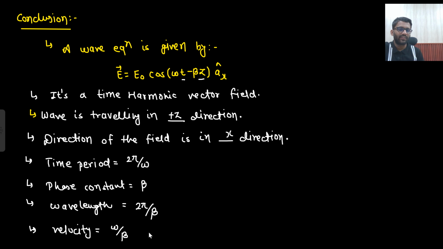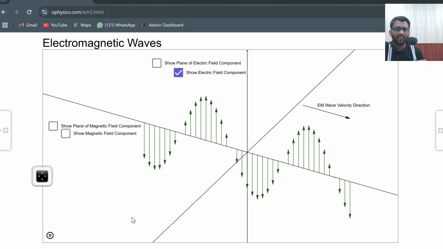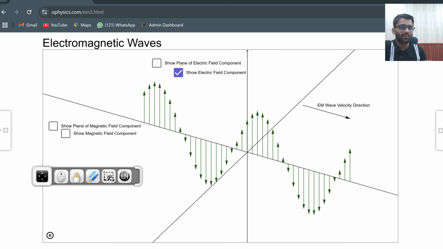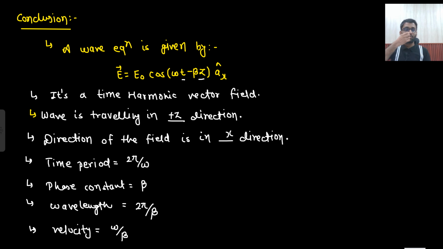So this is the summary of the second half. That's it. This is what we studied in the second half. And one thing, this is very important. This is how the wave is traveling. So when I write down this equation, what should come in your mind? That something is traveling like this. Some vector fields are traveling like this in z axis. This should come in your mind as soon as you see this equation.